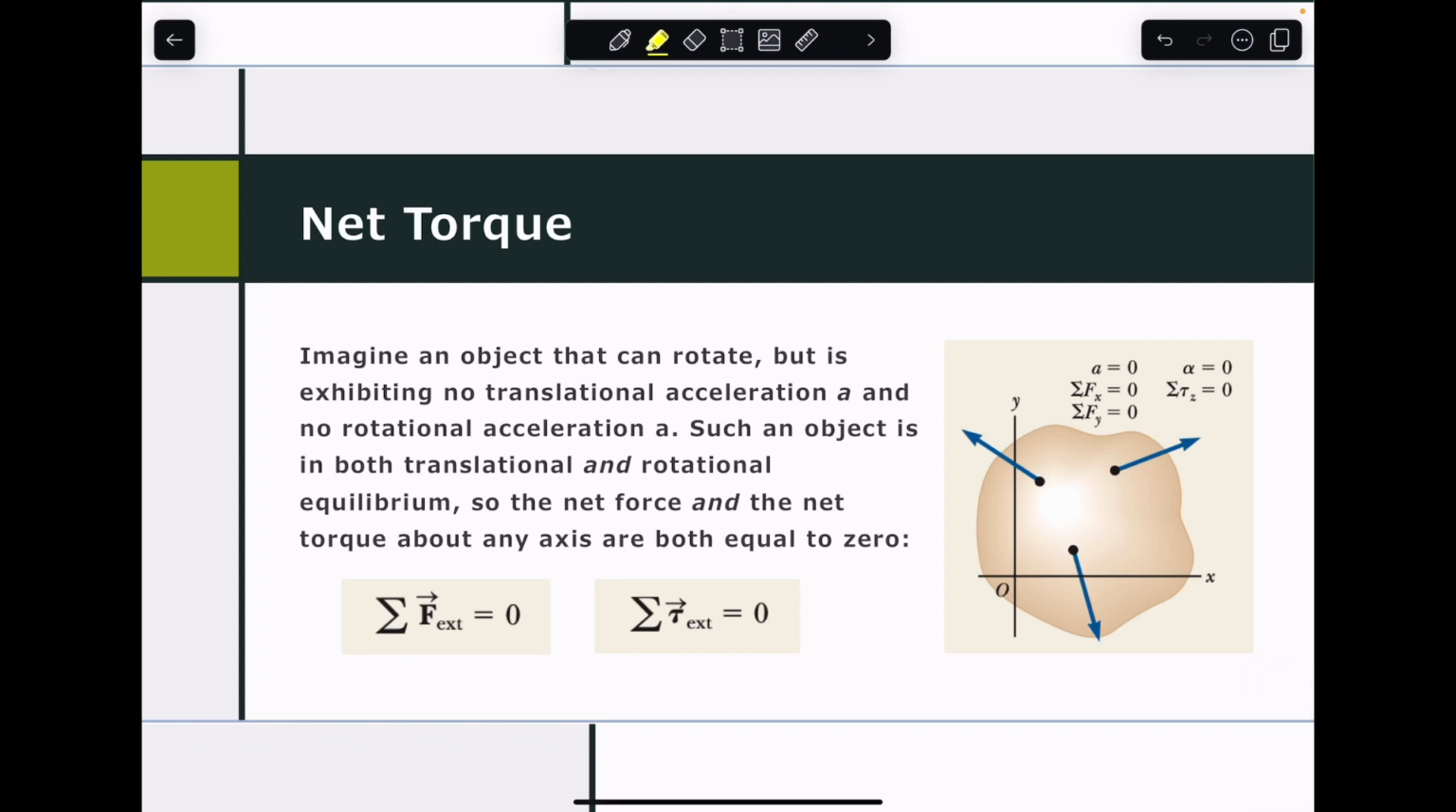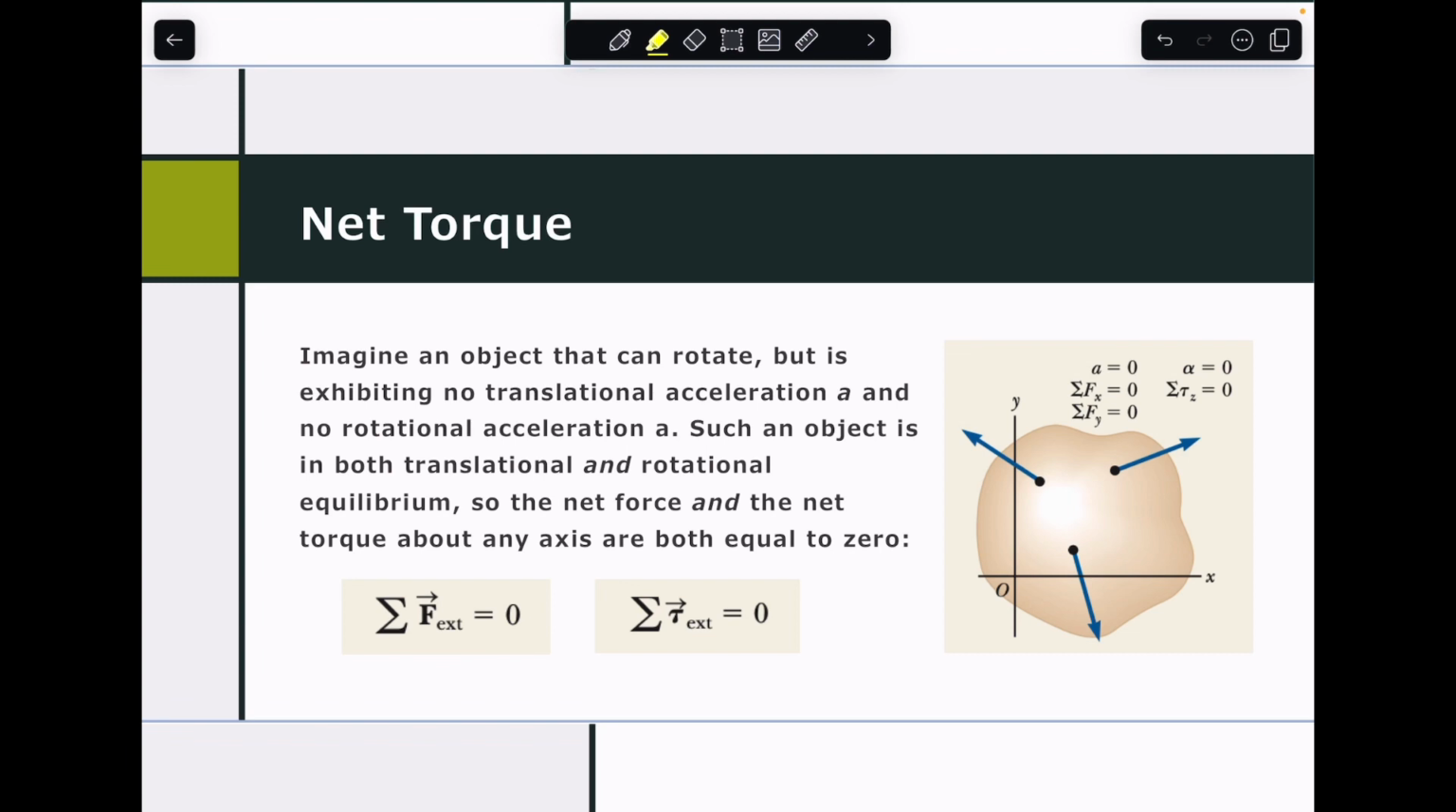We have covered the torque from the previous discussion. But although we solved for net torque before, this time around, let's say we imagine an object that can rotate, but it is exhibiting no translational acceleration. That means it is in equilibrium, so there's no translational acceleration or rotational acceleration. Such an object is in both translational and rotational equilibrium.